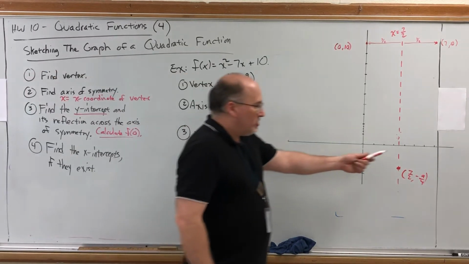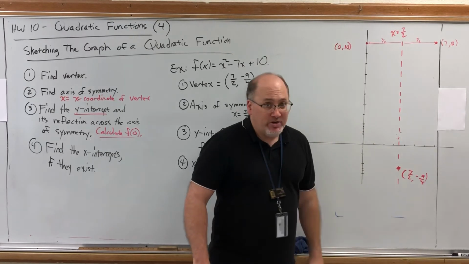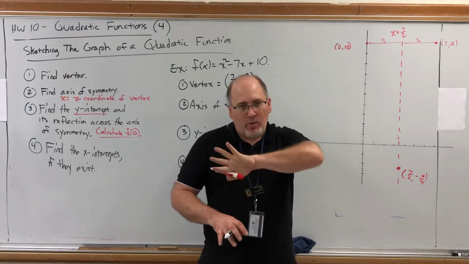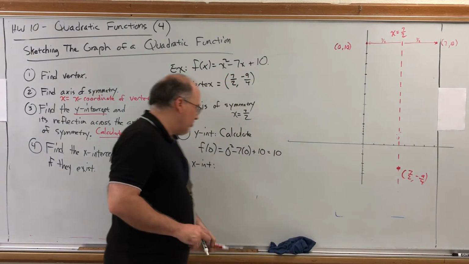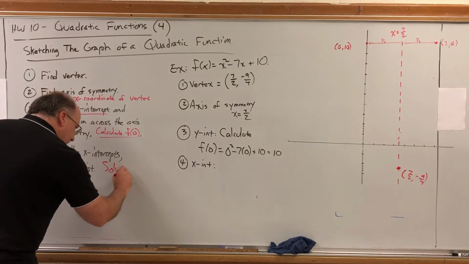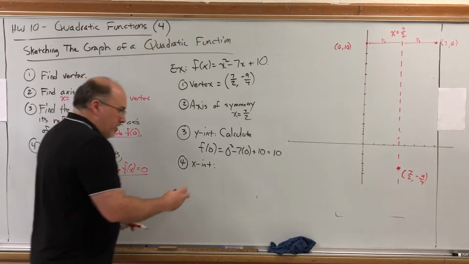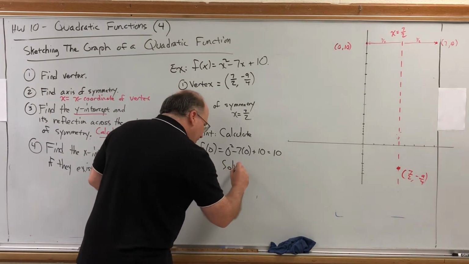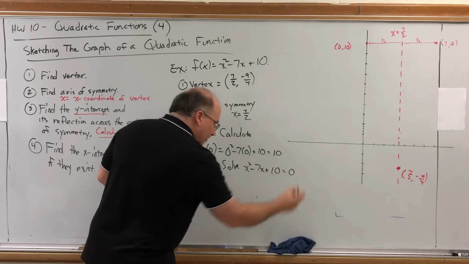If you're an x-intercept, that means you're on the x-axis, which means your y-coordinate is equal to 0. In a function, the y is what comes out of the function. So in order to find the x-intercepts, generically, we need to solve f of x is equal to 0. So here, we need to solve x squared minus 7x plus 10 is equal to 0.